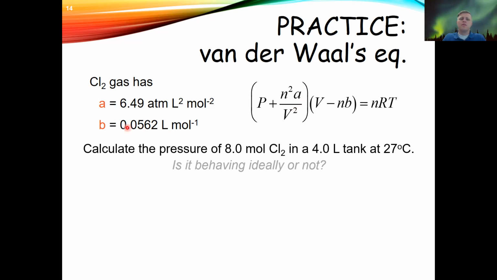So we're adding pressure in atmospheres plus atmospheres. And similarly, the B term is in liters per mole, so that when we multiply it by the number of moles here, the moles will cancel out and it'll be just volume in liters minus liters here. Okay, but those are the A and B terms for chlorine gas. Let's calculate the pressure of 8 moles of chlorine gas in a 40-liter tank at 27 degrees Celsius, and we can figure out if it's behaving ideally or not.